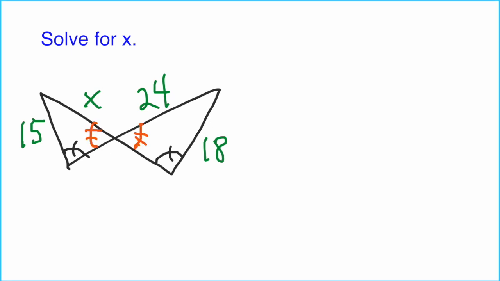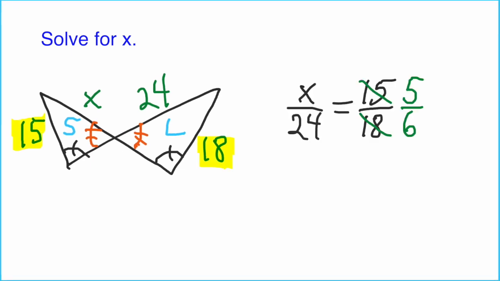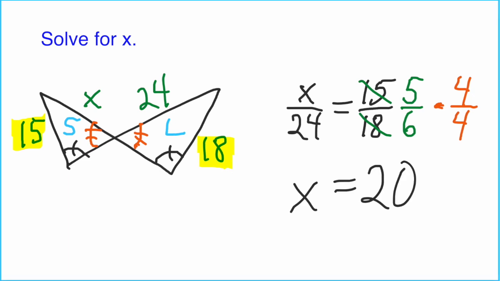Alright, vertical angles gives you similar triangles. You can mark small and large if you want. The 15 matches the 18, so you can make your proportion. Always best to reduce, and there's your answer.